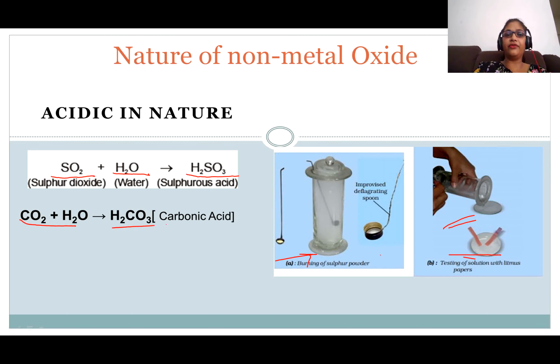Similarly, carbon dioxide forms H2CO3, which is carbonic acid. An acid always changes blue litmus paper to red color. So that is how we can identify in the lab, and they all are acidic in nature.